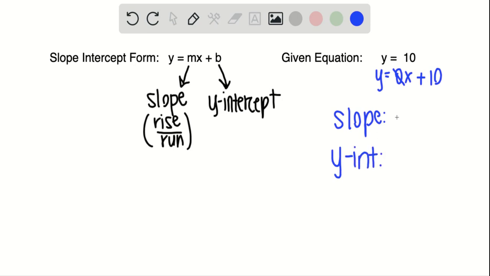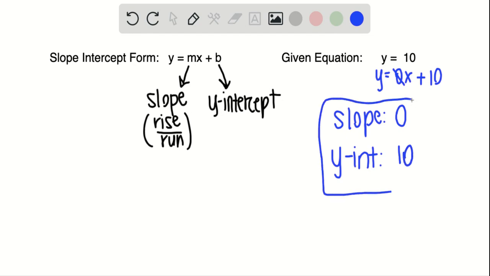In this example given, there was no x to begin with, so you can consider that as 0x. So the slope would be equal to 0. The y-intercept is given completely though. That is going to be the number 10 because it is a constant by itself.